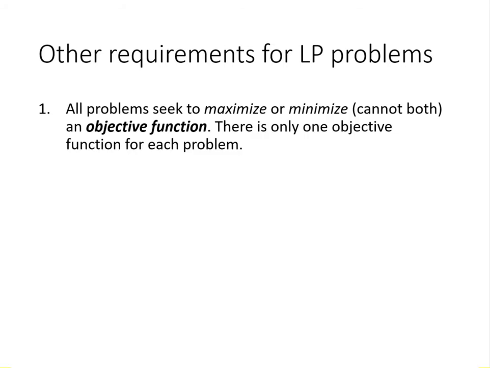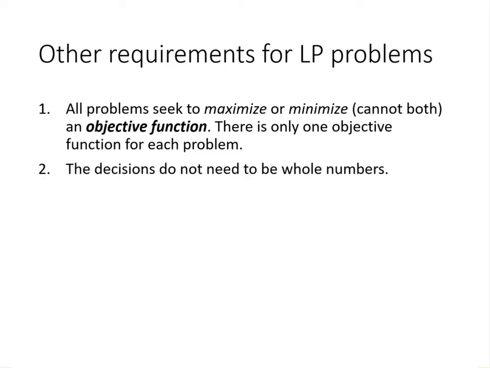Well, first, every problem is trying to either maximize or minimize a goal called the objective function. For example, maybe you're pricing a product with a goal to maximize its sales. In this case, the product sales would be your objective function. There is only one objective function for each problem. Second, the decisions do not need to be whole numbers.